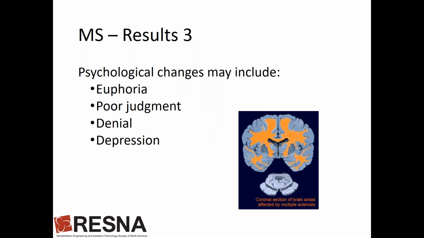So there's the cognitive piece. There's also a psychological piece. So you do see euphoria, which is unusual happiness. You also see poor judgment, denial, and depression. You don't see a lot of the tearfulness that you see with a stroke.